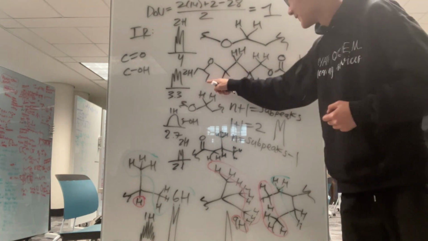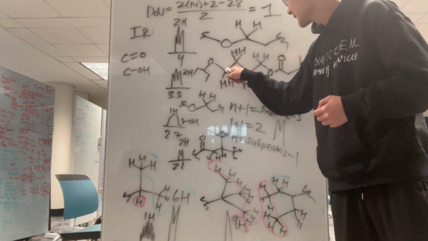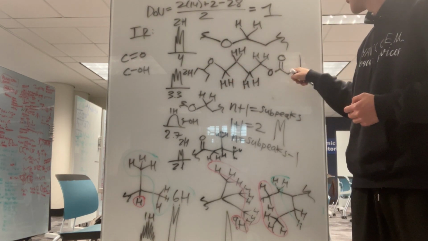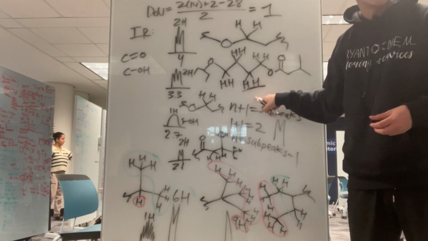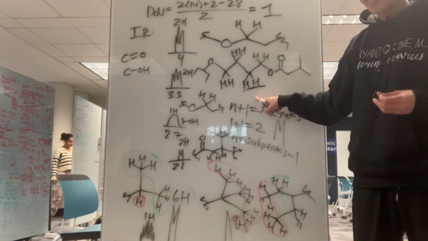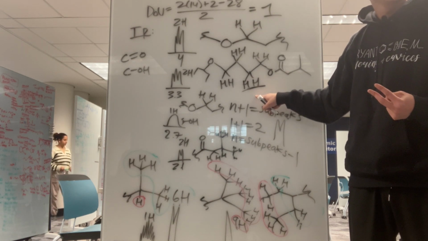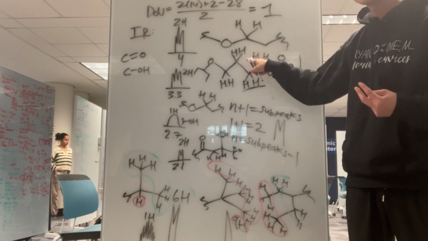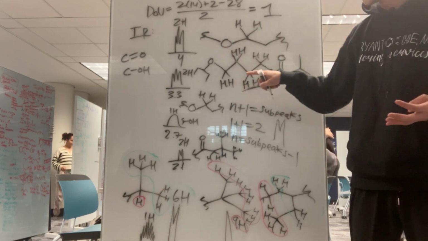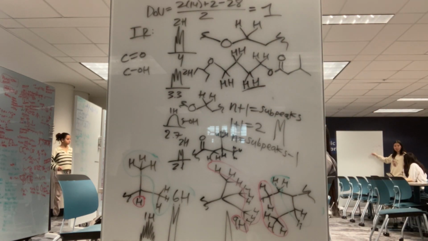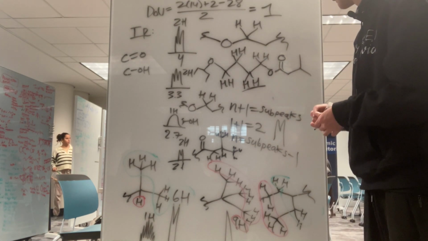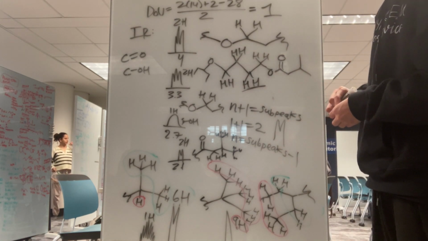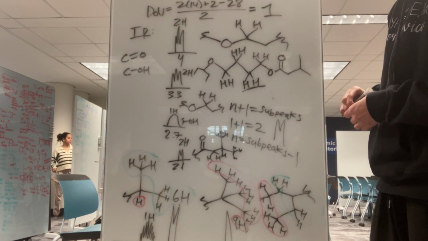1, 2, 3, 4, 5, 6, 7, 8, 9, 10, 11, 12, 13, 14. We don't have that peak on the HNMR right now. These 2 H's here should have 5 subpeaks because they have 4 neighbors, but we don't have that. We have 2 H's here and 2 H's there. So the structure's not correct based on that. Based on the NMR, this structure is not correct.